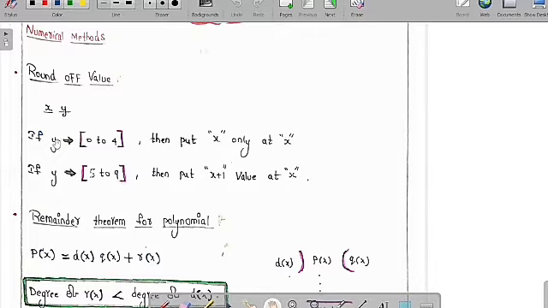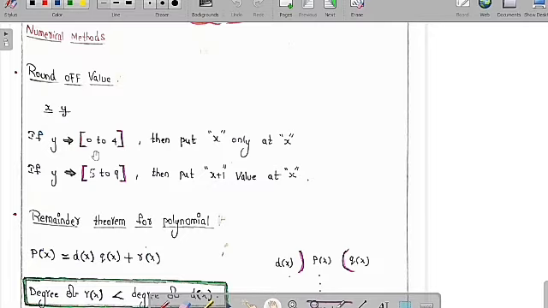Suppose there is a decimal point here. After this decimal point, the first number is x and the second number is y. If y lies between 0 to 4, then put x only at x, which means we don't have to make any changes to the value of x. We keep it as it is. If y lies between 5 to 9, then put x plus 1 at x, which means we have to increase the x value by 1.